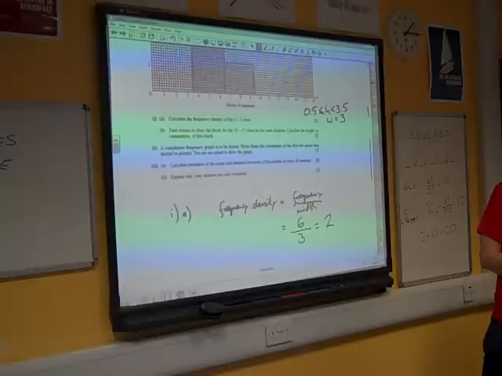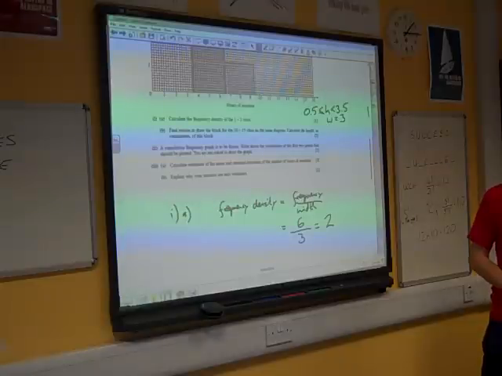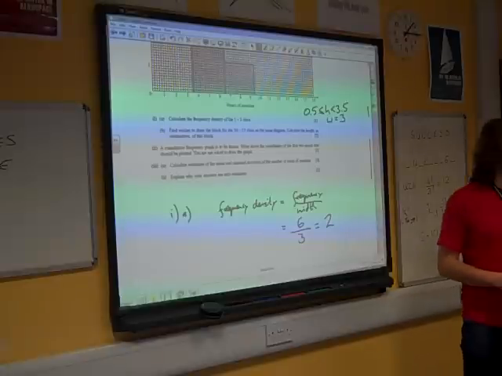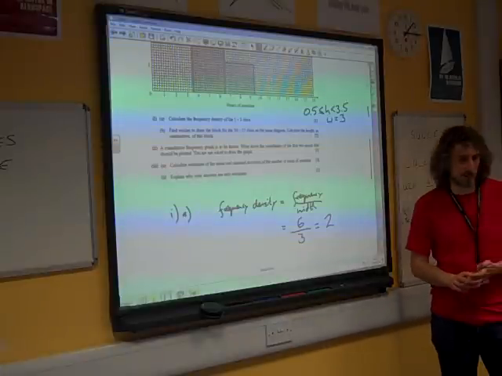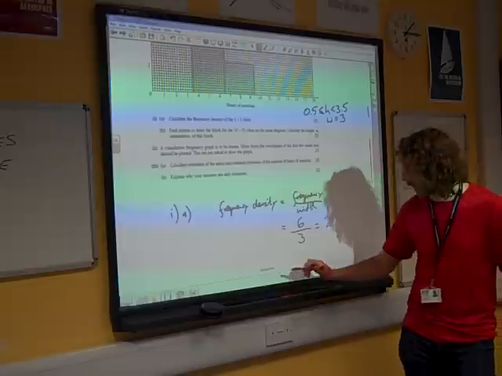Fred wishes to draw the block for the 10 to 15 class on the same diagram. Calculate the height in centimetres of this block. Well, it's kind of a similar question, isn't it? It's asking us for the frequency density first. So let's go through that bit.